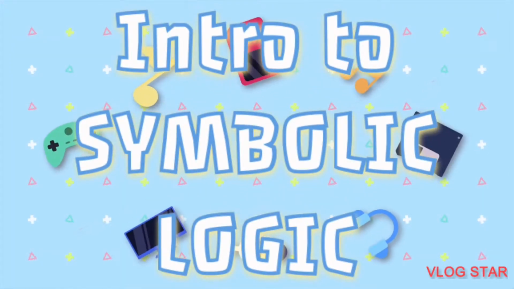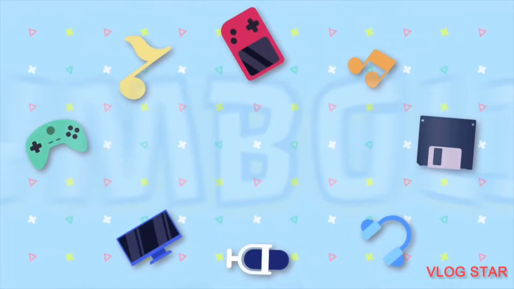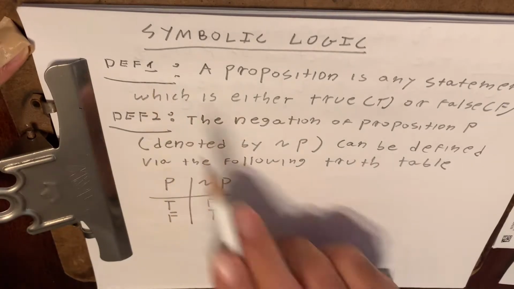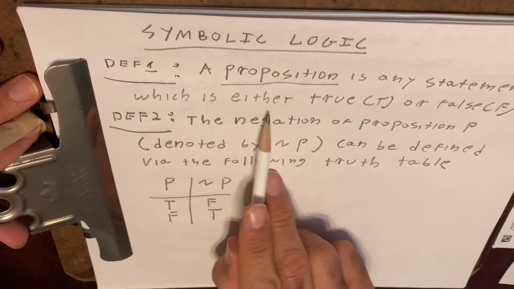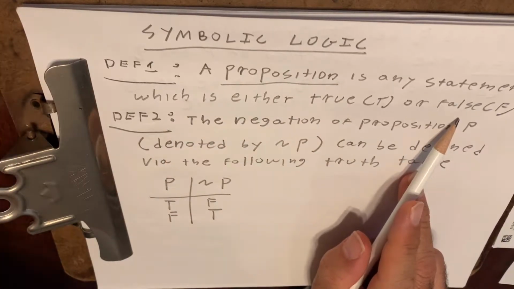Introduction to Symbolic Logic. Definition 1. A proposition is any statement which is either true or false.